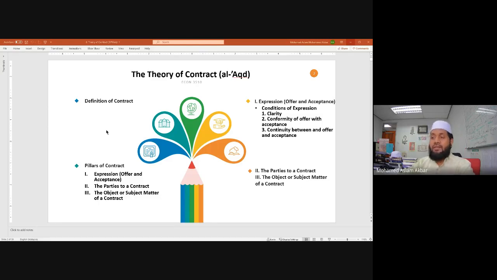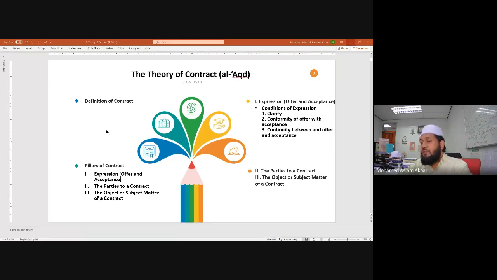Then you have number three, the object and subject matter of a contract, which is very simple to understand, which is actually the property itself. So what you are selling or what you are buying. We are going to talk about that property itself, whether it is halal property or haram property, and what kind of characteristics it should have. Can I buy something that is in a box? I don't know what is inside. What kind of determination should be there? These are the things that will come into discussion when we talk about pillar number three.